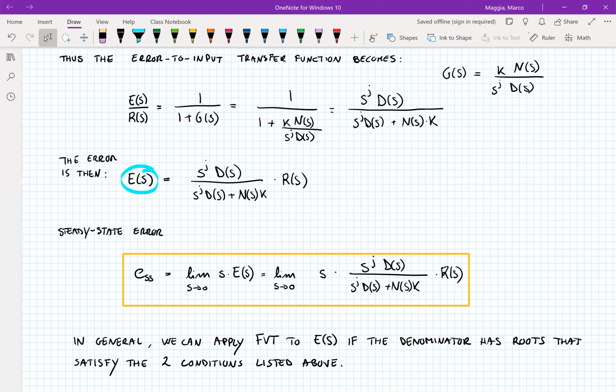Okay, so now that we have a general expression for the steady state error, we can play and combine different system types. We can use different values for J and different expressions for the input, that is R of S, and we can have an idea of what this steady state error looks like. Does it go to 0? Does it go to a finite value? Does it go to infinity? Well, let's see.